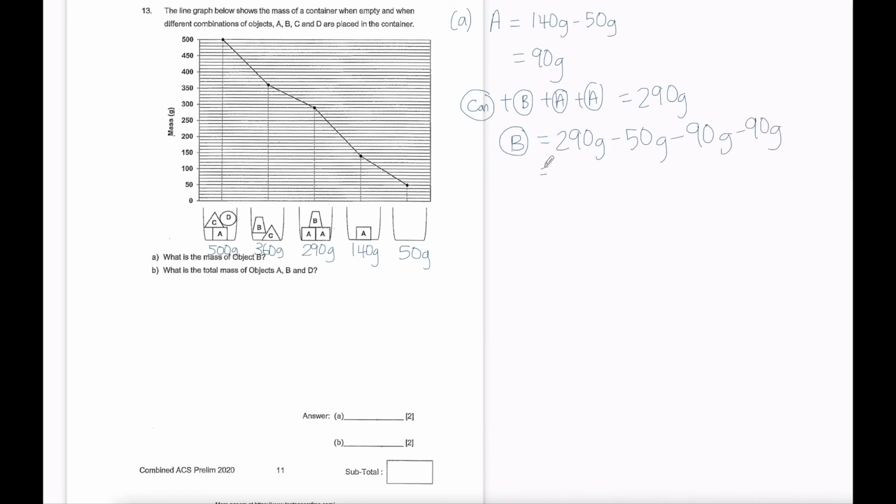And there we have it. Our answer for B will be 60 grams. Okay? 2 marks. So let's move on.